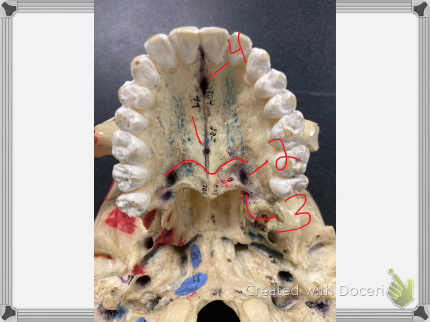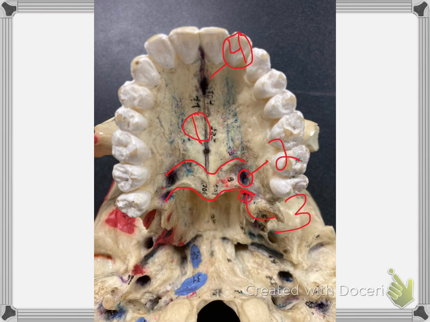All right, number 1 is the palatine process of the maxillary bone. Number 4 is going to be our incisive foramen. Number 2 is on the palatine bone. So remember, the palatine bone is all of this stuff right through here. And on the palatine bone, we can see the greater and then the lesser palatine foramens.